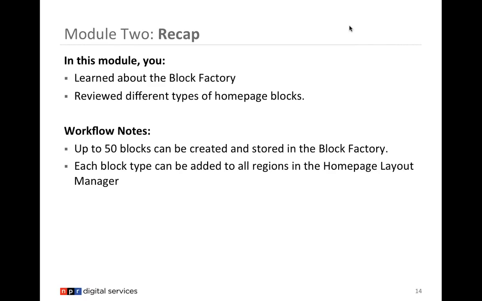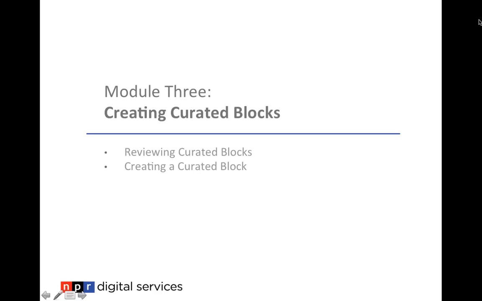So that is our module 2. Really quickly, we just talked about the block factory and reviewed the different types of homepage blocks that we're going to be covering today. Two workflow notes from this section. The first is that up to 50 blocks can be created, so you can have up to 50 at one time, and each block type can be added to all regions. It's not that only curated blocks go in region A or only promotional blocks go in region B. You can put any of these blocks into any of the regions of your homepage.